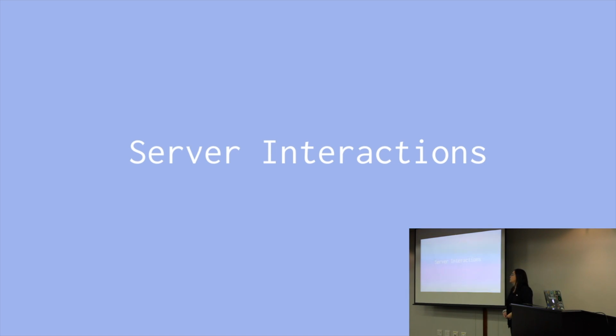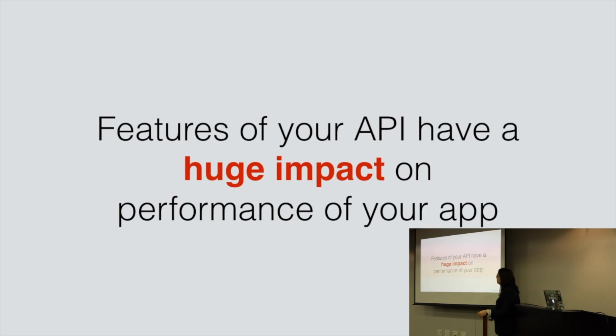Okay, so server interactions, right? This, as I mentioned, is when your device is connecting to a server and bringing down data to a user's device. The features of your API have a very huge impact on the performance of your app. If your API is slow, if it's returning a lot of data, if it's sluggish, if you need to do lots of network calls, it's going to have a big impact on your end user's experience, and they're probably going to rate your app really poorly on the store.